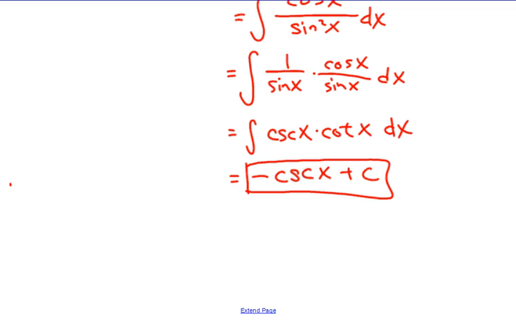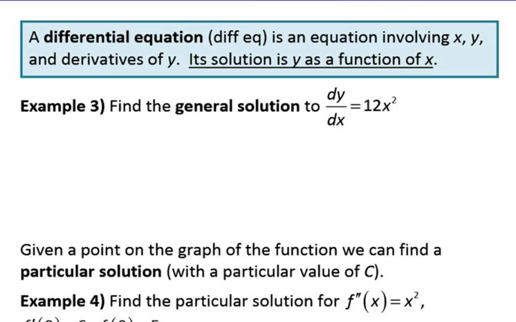Now, if you've forgotten those rules, I will give you a sheet which will have all of those there. If you want to look at it now, it should be in the front of your textbook, all of those trig, derivatives, and integrals. Okay, so that's taking the basic antiderivative.